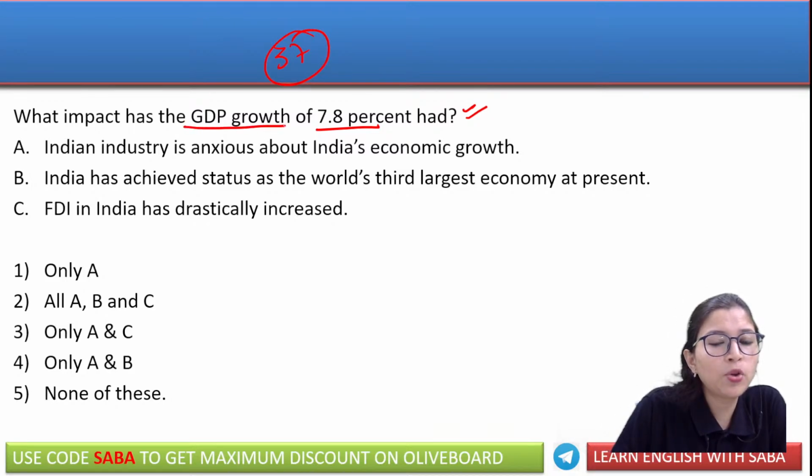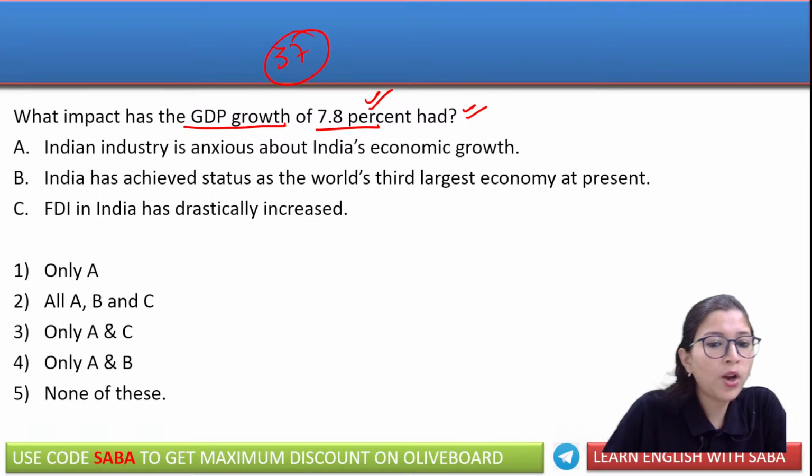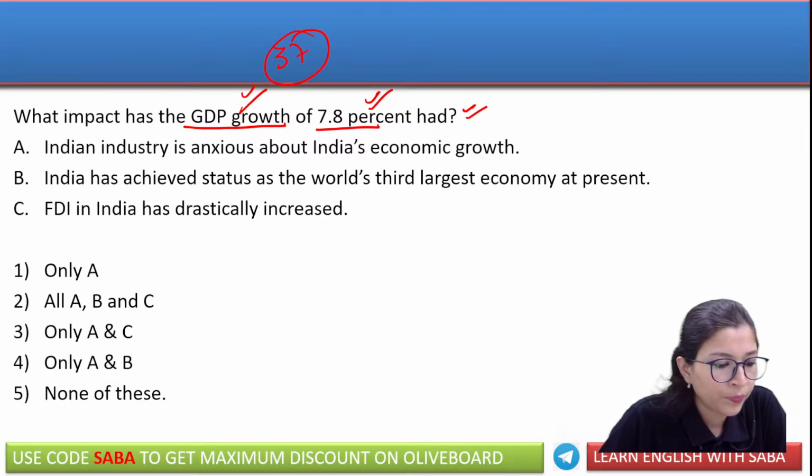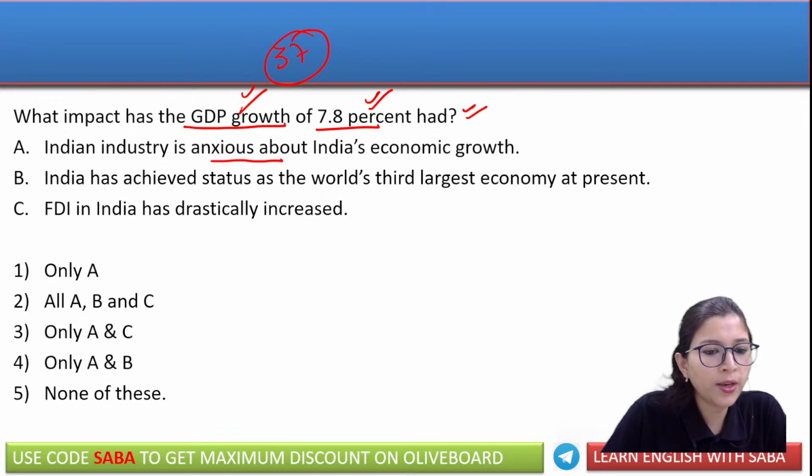What impact has the GDP growth of 7.8% had? किस इम्पैक्ट के बारे में बात की गई है? What impact GDP had? Quickly, guys. First, fifth, some are saying first, some are saying fifth. See, is this the impact of GDP growth? That Indian industry is anxious about India's economic growth?